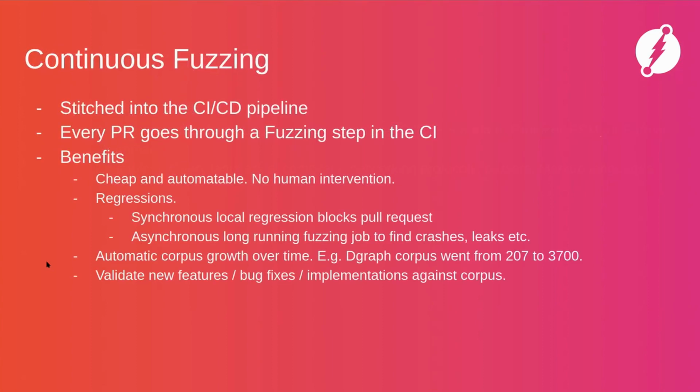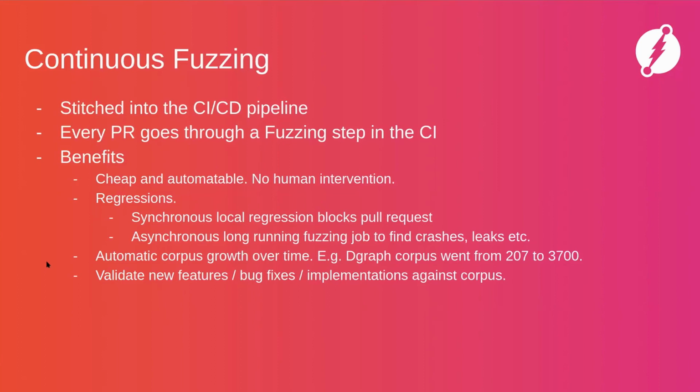So coming to continuous fuzzing, as the name suggests, continuous fuzzing is simply adding this fuzzing testing methodology into your CI and CD pipeline. The goal being that every PR will go through a fuzzing step when it's submitted. Some benefits of fuzzing are: one, fuzzing is really cheap and it is automatable. Except for the initial seed corpus, there is little to no human intervention required once it is set up and running. Fuzzing allows you to catch regressions.